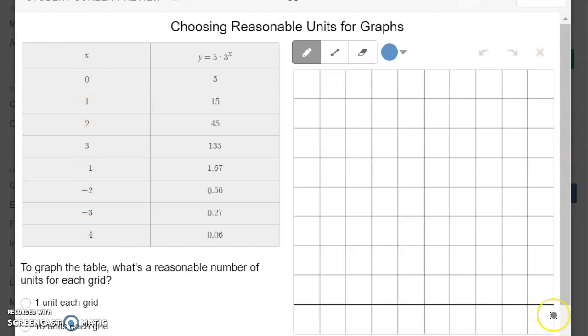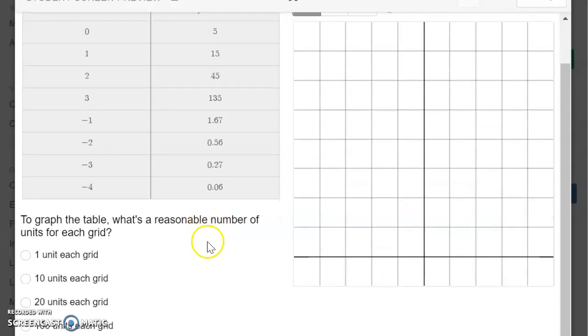So the x-axis would work just fine as it is. It will be 0, 1, 2, 3, and then extend in the negative direction as well. For the y value, it goes from a very, very small number all the way to 135, which is the largest number. Let's see how many grid lines we have. 1, 2, 3, 4, 5, 6, 7, 8. I have 8, and I need to cover at least 135. So what would be a reasonable number of units for each grid line?